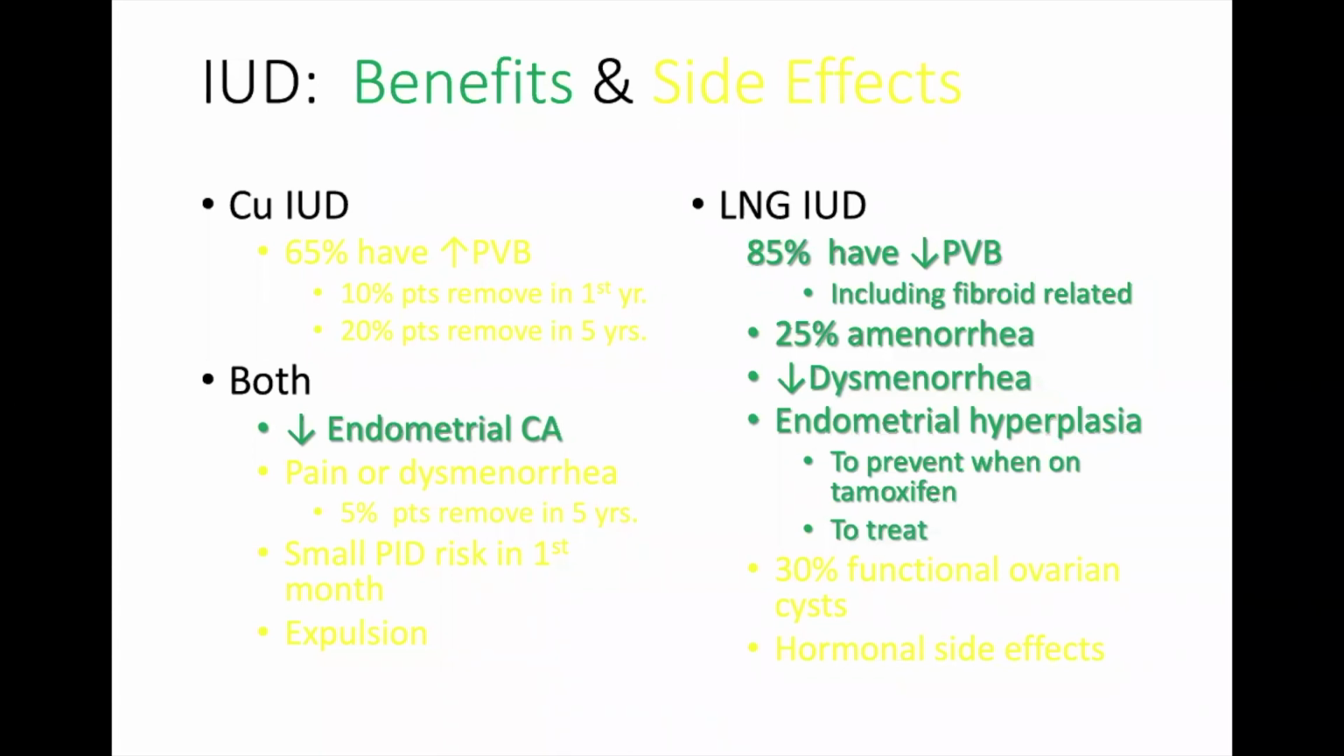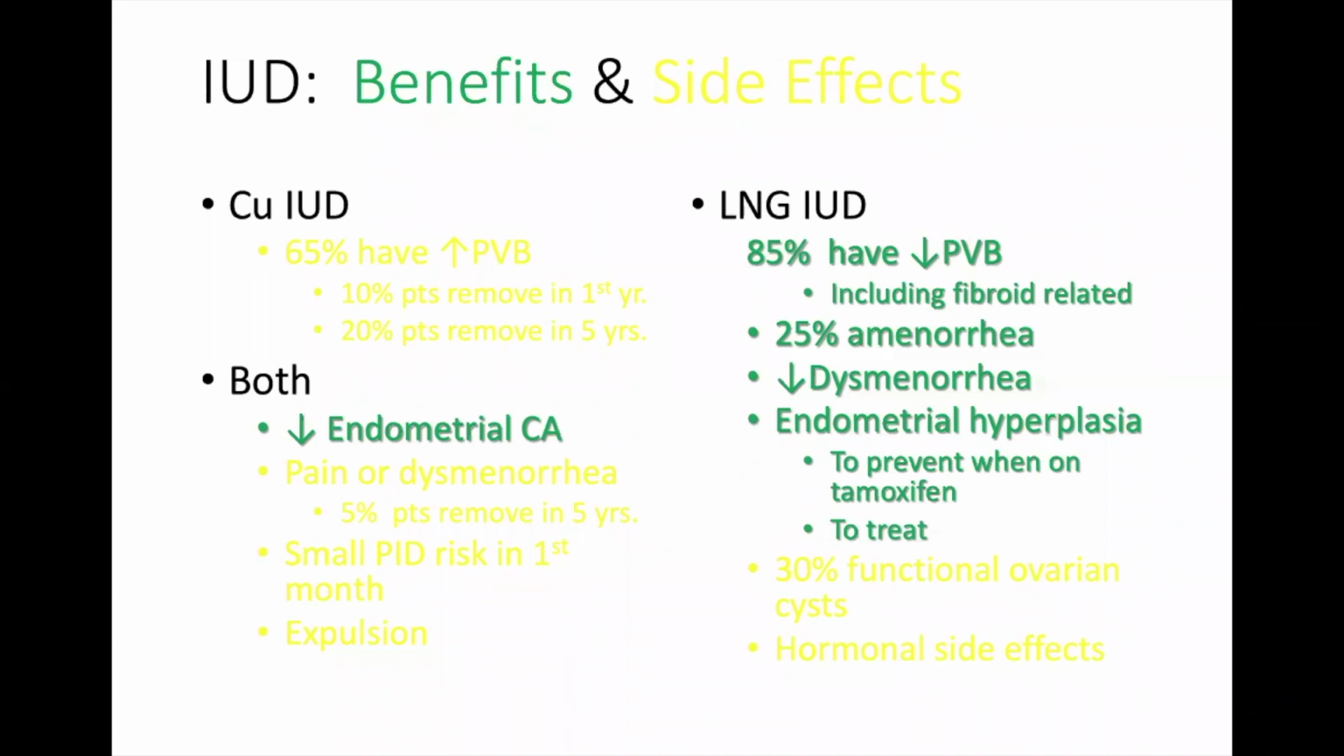With the copper IUD, 65% have increased PV bleeding. 10% of patients will remove it in the first year, and 20% will remove it after 5 years. Okay, in the levonorgestrel IUD, 85% have decreased flow, including fibroid related. 25% will have amenorrhea. There's a decrease in the amount of dysmenorrhea. Endometrial hyperplasia could be prevented even when the patient is on tamoxifen.